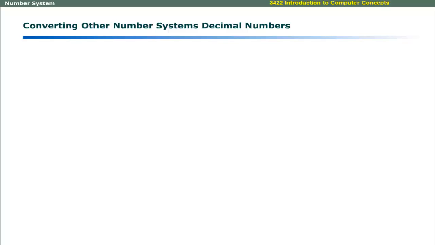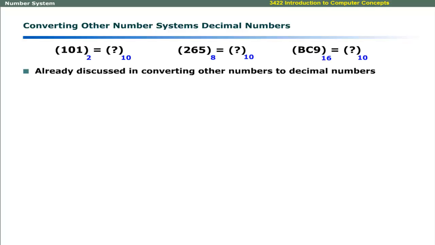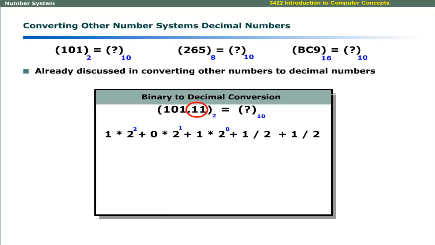The procedure to convert whole number to decimal number is same as discussed in converting other number system to decimal number. To convert the fractional part, divide each symbol of the fraction with the base of number system raised to power starting from 1 in ascending order from left to right.